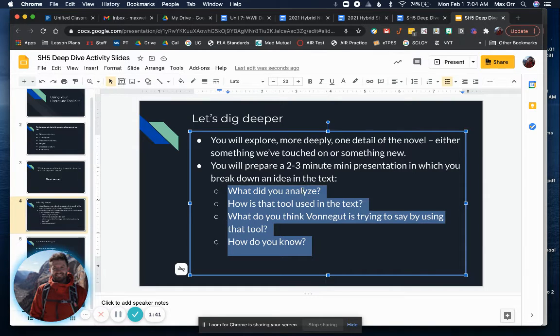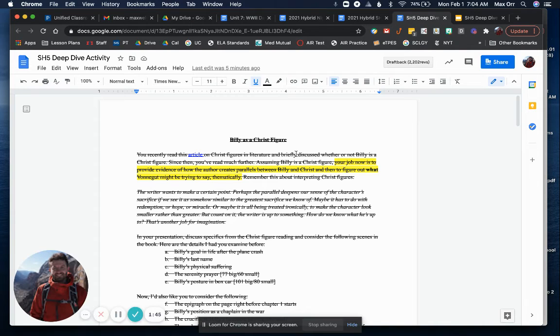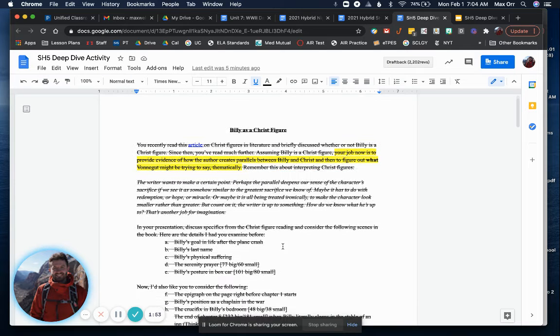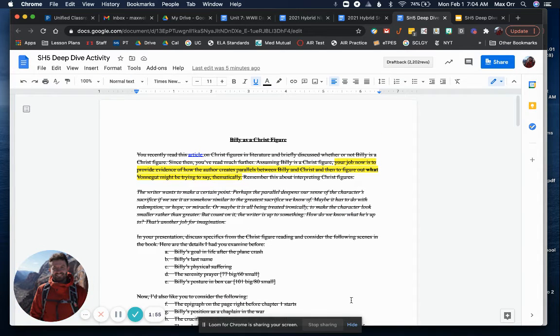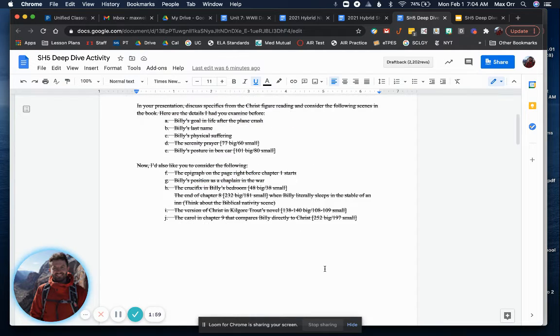So in the daily agenda, you'll see a link to this document up here, Slaughterhouse-5 Deep Dive. In it, each page runs you through a different analytical topic to focus on, and you have your choice. I've crossed out the first one here because it's about Billy as a Christ figure, and we've already done that together for the most part. So you should scroll past this first one.